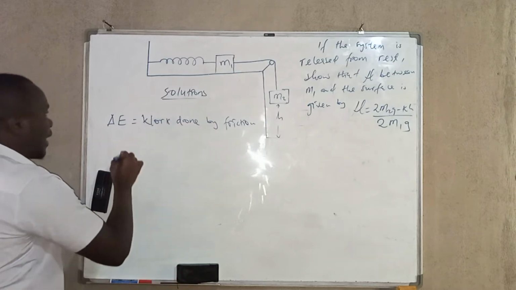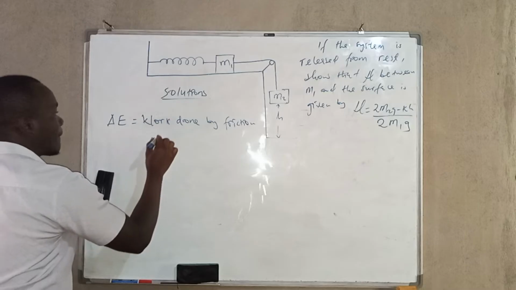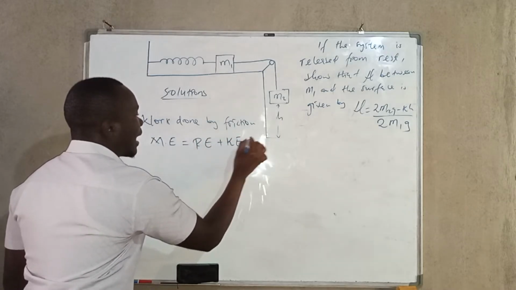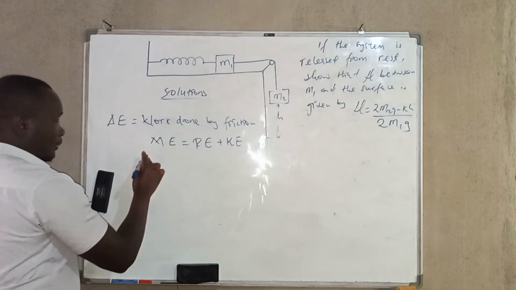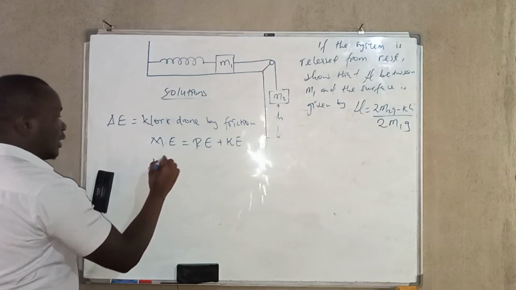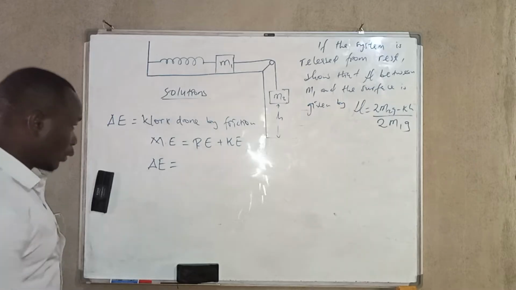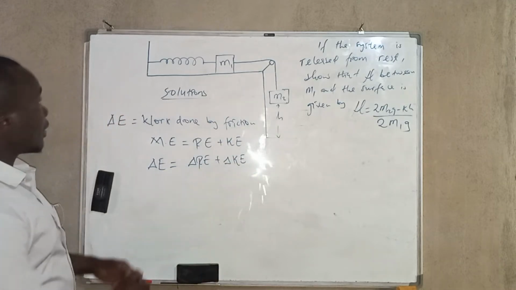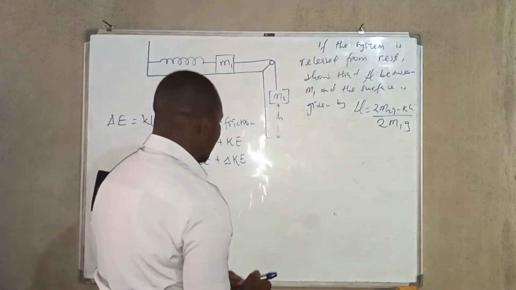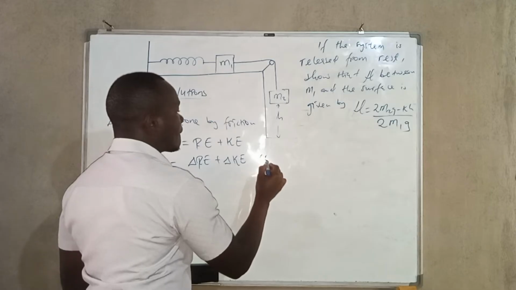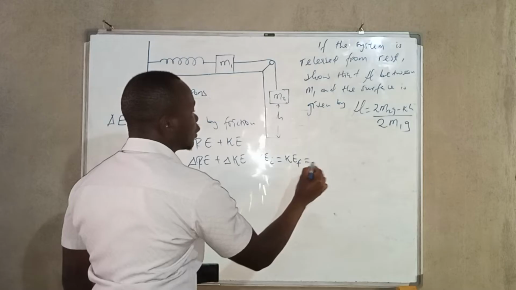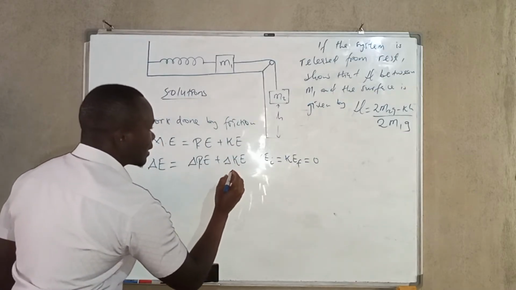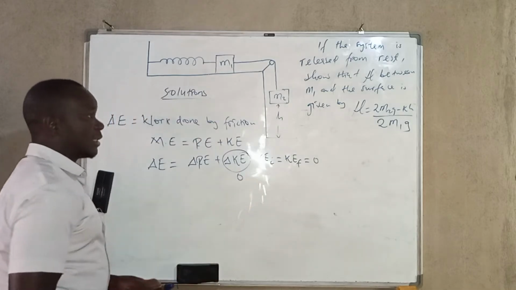So we know that mechanical energy is equal to potential energy plus kinetic energy. So let's say the change in mechanical energy, the change in energy, will be equal to the change in potential energy plus the change in kinetic energy. Now, since the system starts at rest, and also when it comes to rest, the kinetic energy initial, KE initial, will be equal to KE final, which will be equal to 0, because kinetic energy deals with motion. So we can say this is 0 because the system is at rest.